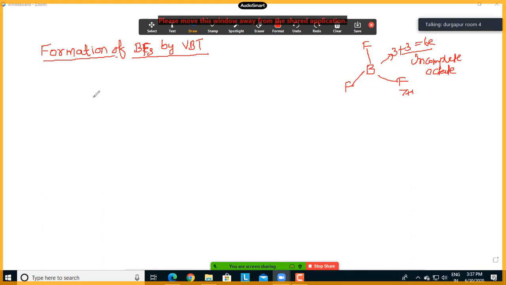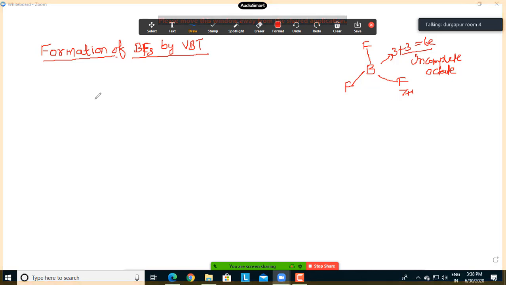So in valency bond theory, it is told that octet complete is not the necessary and sufficient condition. Octet complete is required, but it's not essential. The bond is formed due to overlapping of atomic orbitals, where the unpaired electrons will get paired. Okay. So now you see boron.